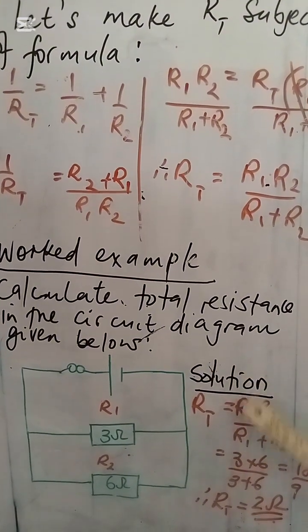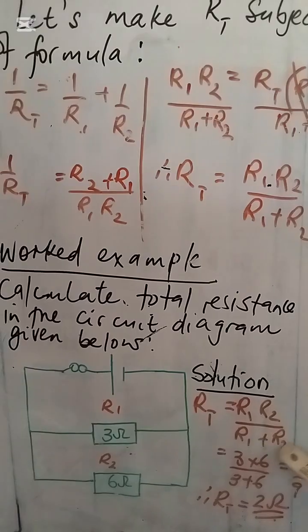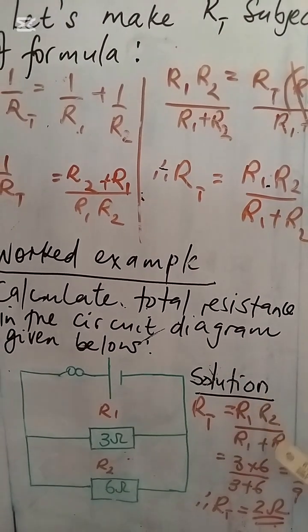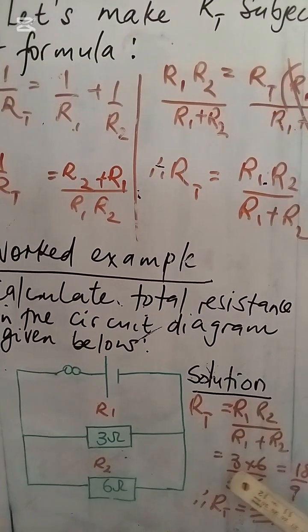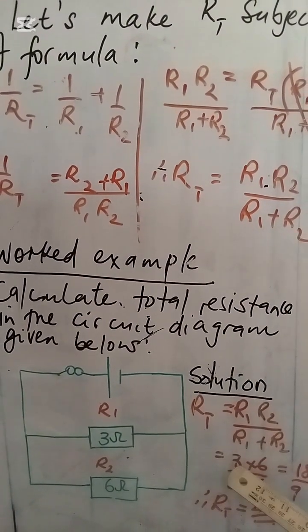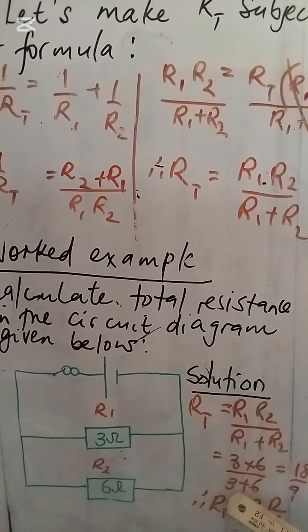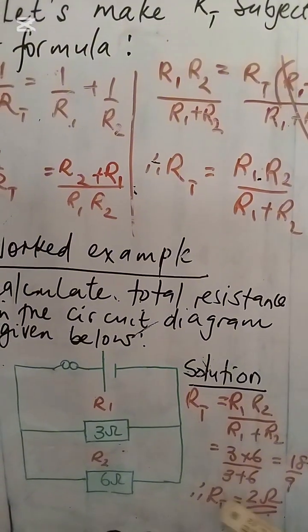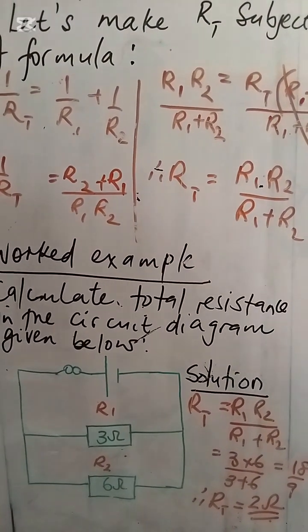Then the solution, we now use the simpler version of the formula for finding total resistance when they are in parallel connection. So the top is multiplying, 3 times 6, and the bottom is adding 3 plus 6. We get 18 over 9. Then R total is 2 ohms.